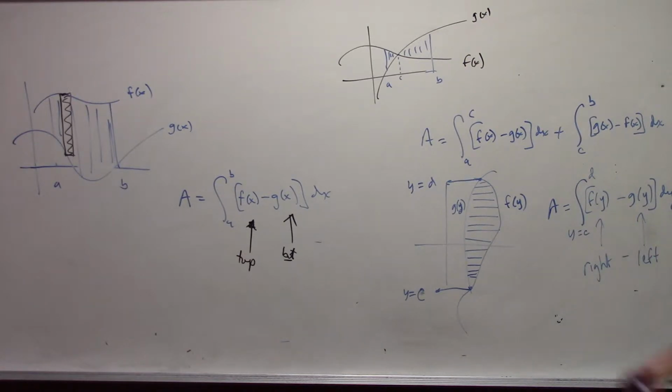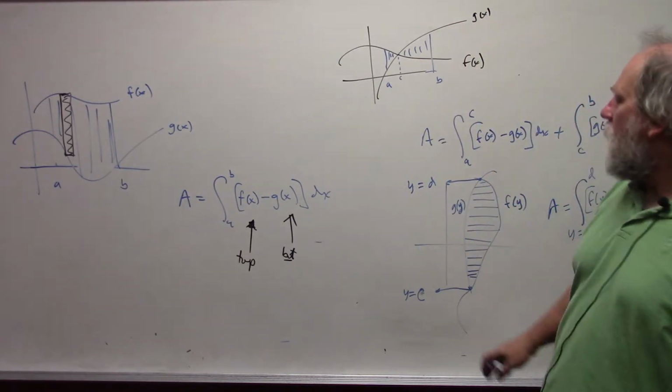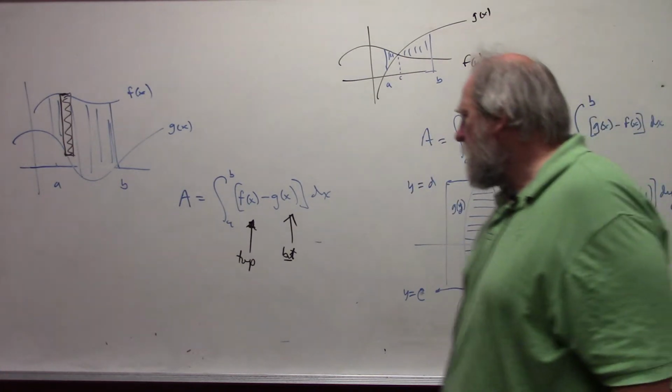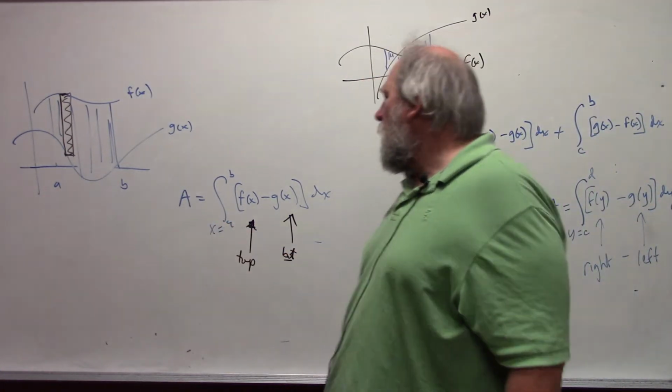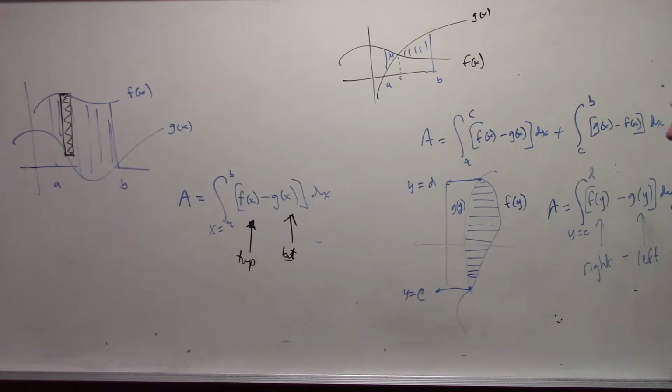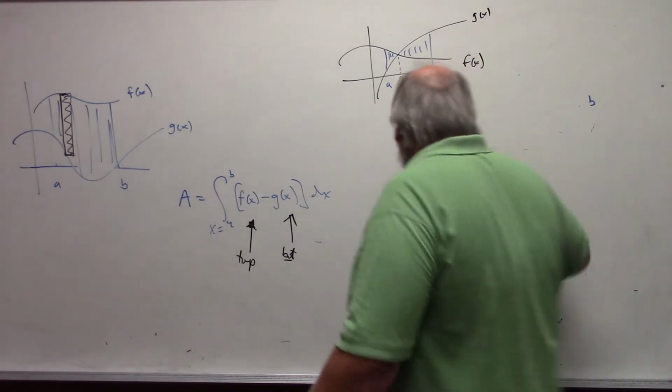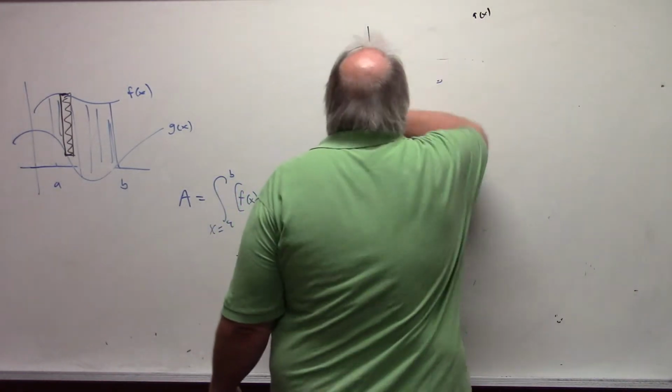If we're going with vertical rectangles, my variable is x. This is x equals, and it's top minus bottom. If I'm going with horizontal rectangles, my variable is y, and it's right minus left, and the functions are in terms of y. Okay, let's look at some specific examples, and hopefully this will make a little bit more sense.